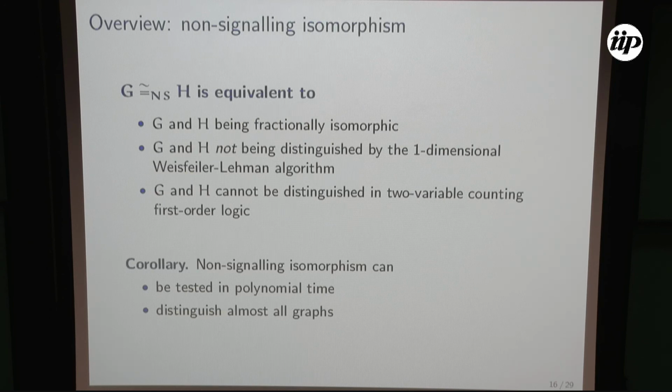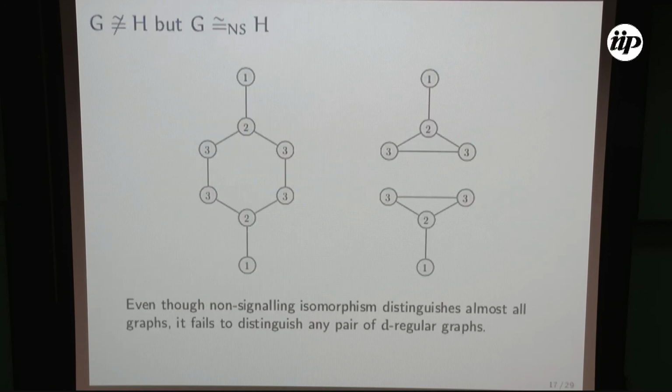So it seems really nice. We have an efficient algorithm that works for graph isomorphism almost all the time. The catch is that sometimes it fails really miserably. Here are two graphs which are non-signaling isomorphic, but they're clearly not isomorphic. The graph on the left has two components, the graph on the right has just one, so it's not the same graph. And more generally, non-signaling isomorphism is going to fail to distinguish any pair of graphs that has the same degree and the same number of vertices.